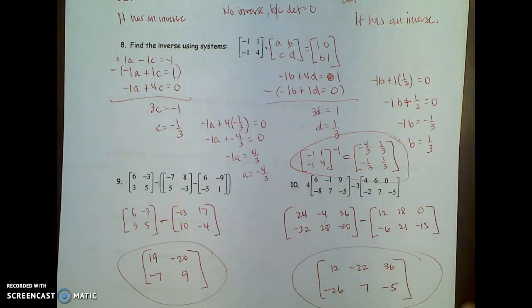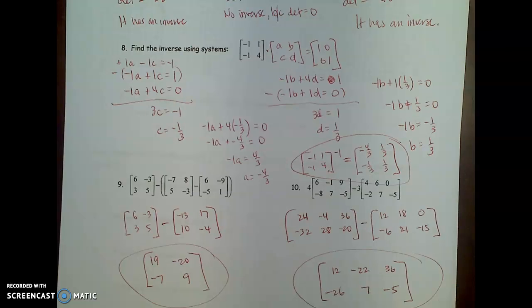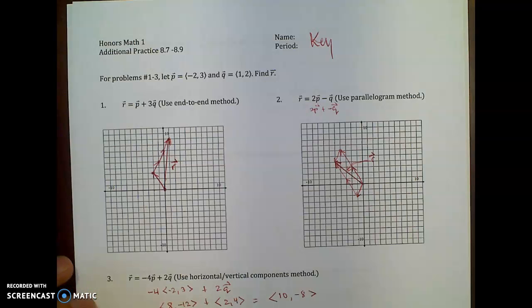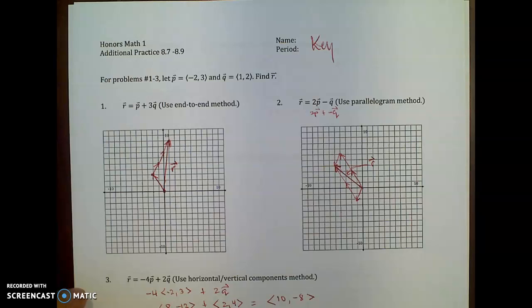Alright, so that is review sheet number 1. Moving on to review sheet number 2 for 8.7 through 8.9. So again, here we're given vector P and vector Q in terms of horizontal and vertical components. We want to find vector R. So for number 1, vector R is defined by vector P plus 3 times vector Q.